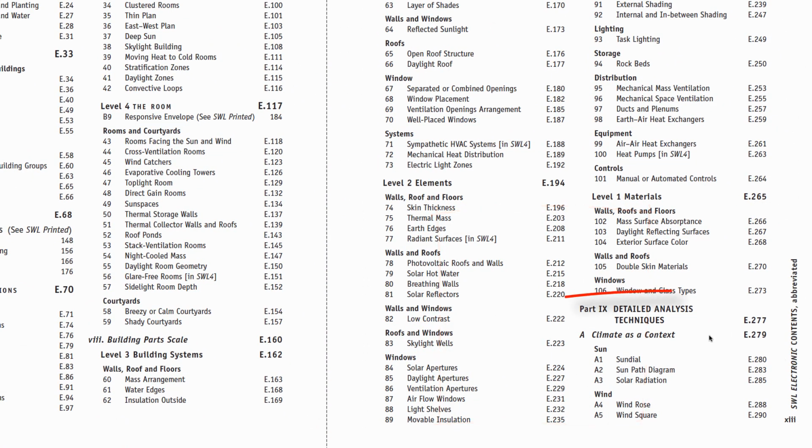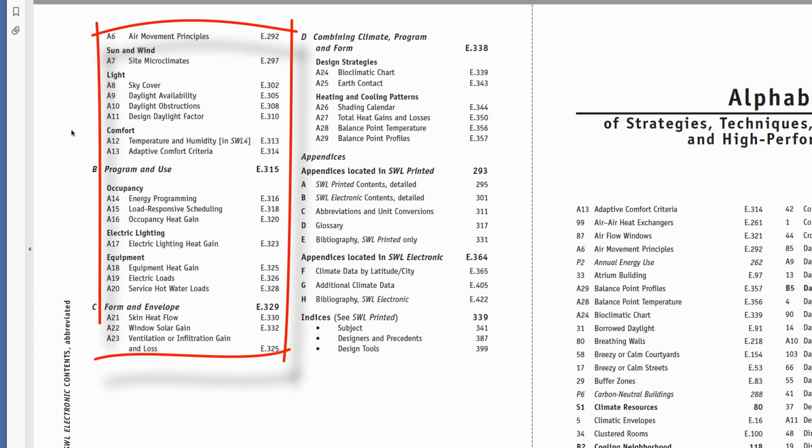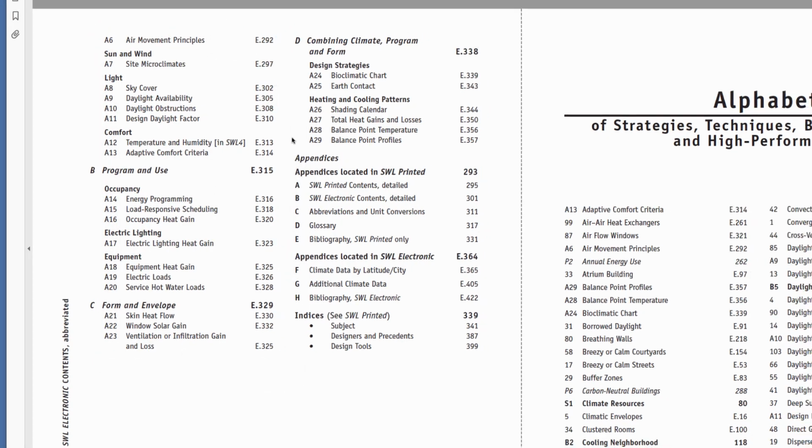And then over here in the detailed analysis techniques, we have all kinds of things like sundials, wind roses, ways to understand and analyze a microclimate, ways to look at occupancy and electric lighting and so forth and figure out what the heat gains and losses of a building are, and so forth.